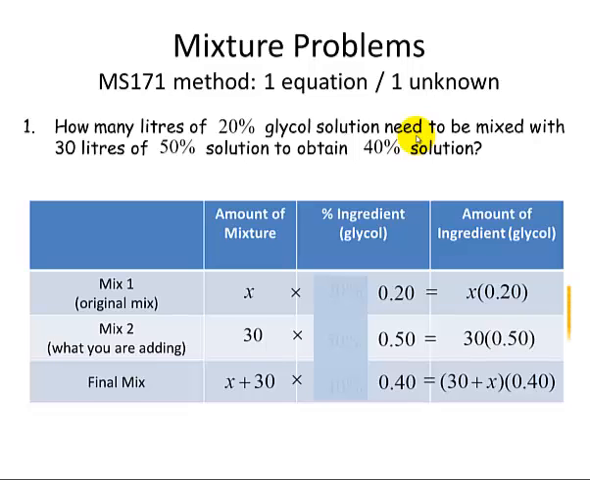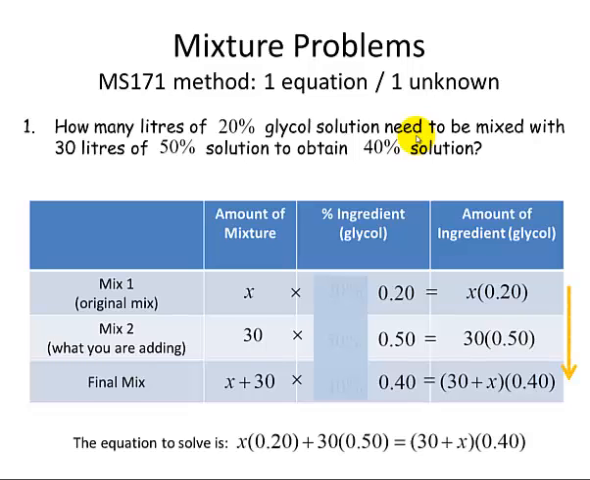So here's where we get the linear equation that we have to solve. Remember we said that the amount of glycol in mixture 1 plus the amount of glycol in mixture 2 has to equal the amount of glycol in our final mixture. We can do our algebra for this equation, and you can do that on scratch paper beside. If you solve for x, you should get that we need 15 liters of the 20% glycol solution in order to get our final 40% glycol solution.